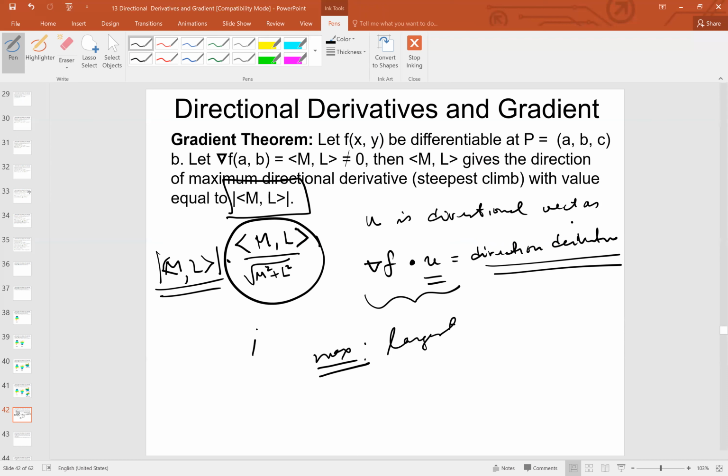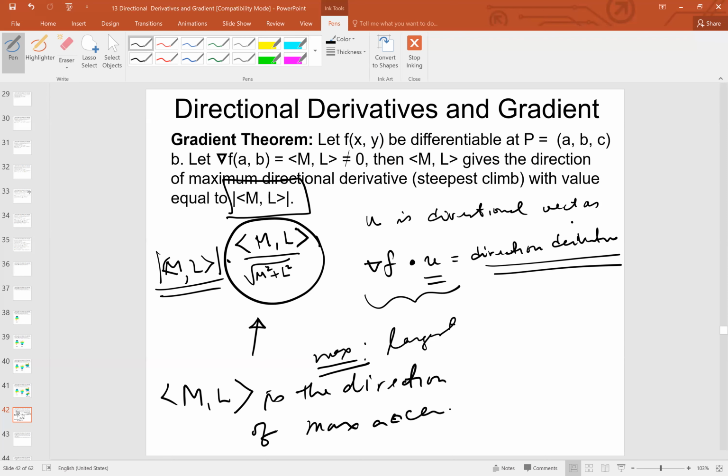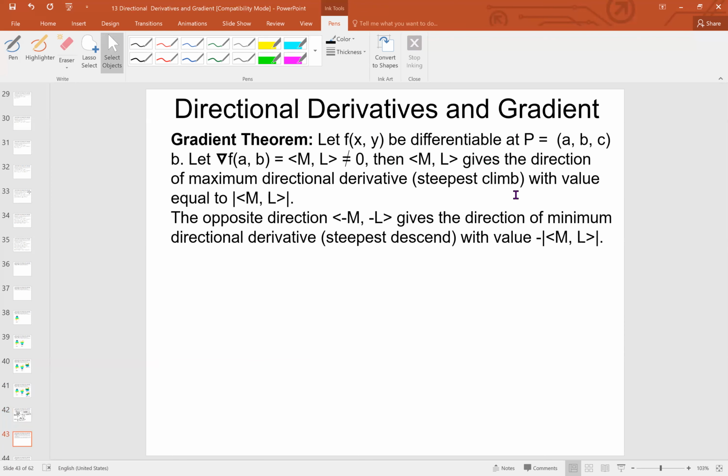So in other words, the gradient is the direction of maximum ascent, the steepest climb. The opposite direction gives you the steepest drop. All this is happening on the tangent plane.